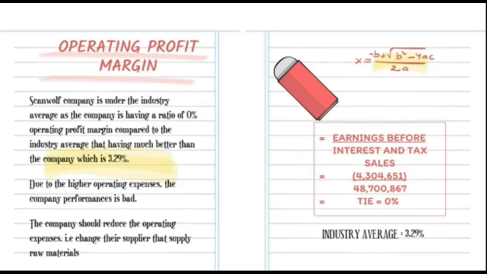Due to the company incurring higher operating expenses, the company's performance is bad. So, in order to fix the company's performance, the company should reduce the operating expenses. As an example, Scanwolf company needs to change the supplier that supplies raw materials to the company to another supplier that offers more affordable prices. The higher the operating expenses, the lower the operating profit margin.